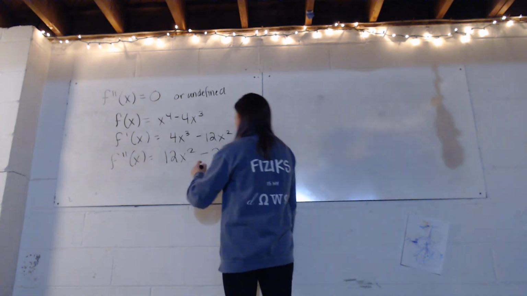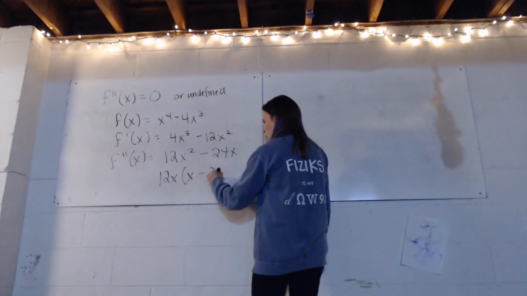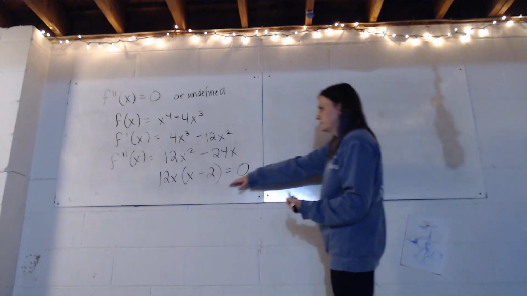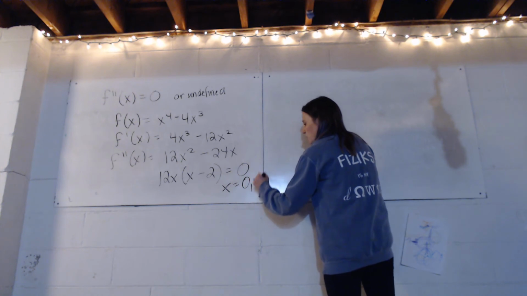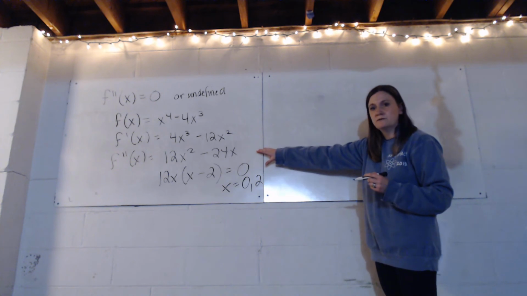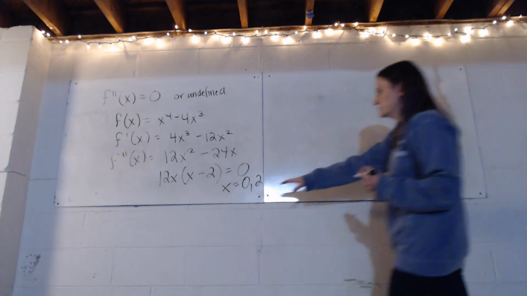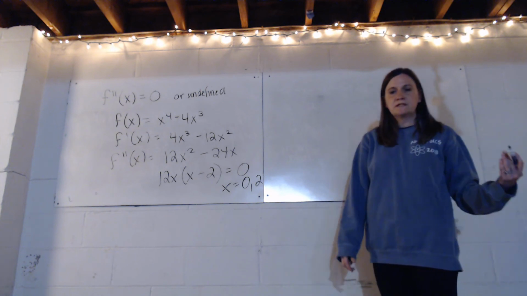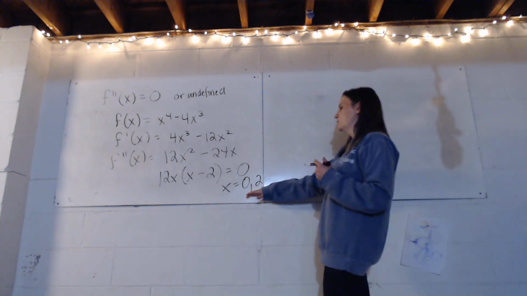So I'll factor out a 12x. So we say 12x times x minus 2 is equal to 0. So we can see, looking at this function, that it will be 0 when x is either equal to 0 or 2. So those are my points of inflection, the places where the second derivative is 0. Now, if I wanted to determine concavity, what I do is I take those points of inflection and I use them to make intervals. Again, just like in the previous section, we used critical points and found intervals out of that. Here I'm using points of inflection.